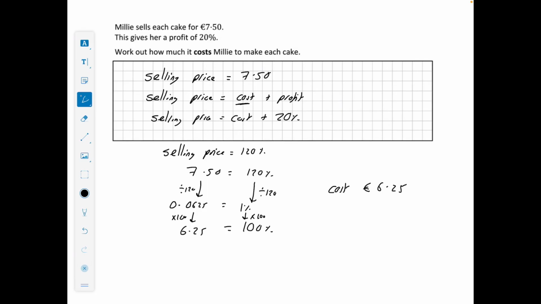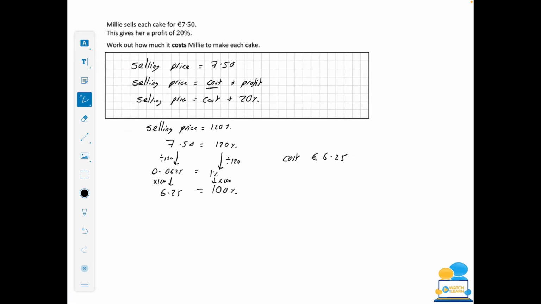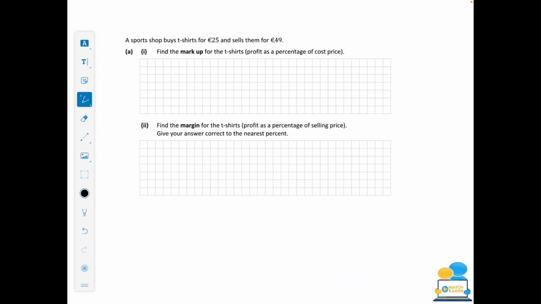Always make sure when you're doing these that your answer sounds believable, because these are real life problems. If I got that it only cost her €1 to make the cake, I'd be thinking, God, that's a lot of profit she's making from that. So that may not be too believable. Or if I got that her cost price was €9 and then she was selling it for €7.50, she'd actually be selling it at a loss, so that also wouldn't be believable. So always just check that your answer makes sense.